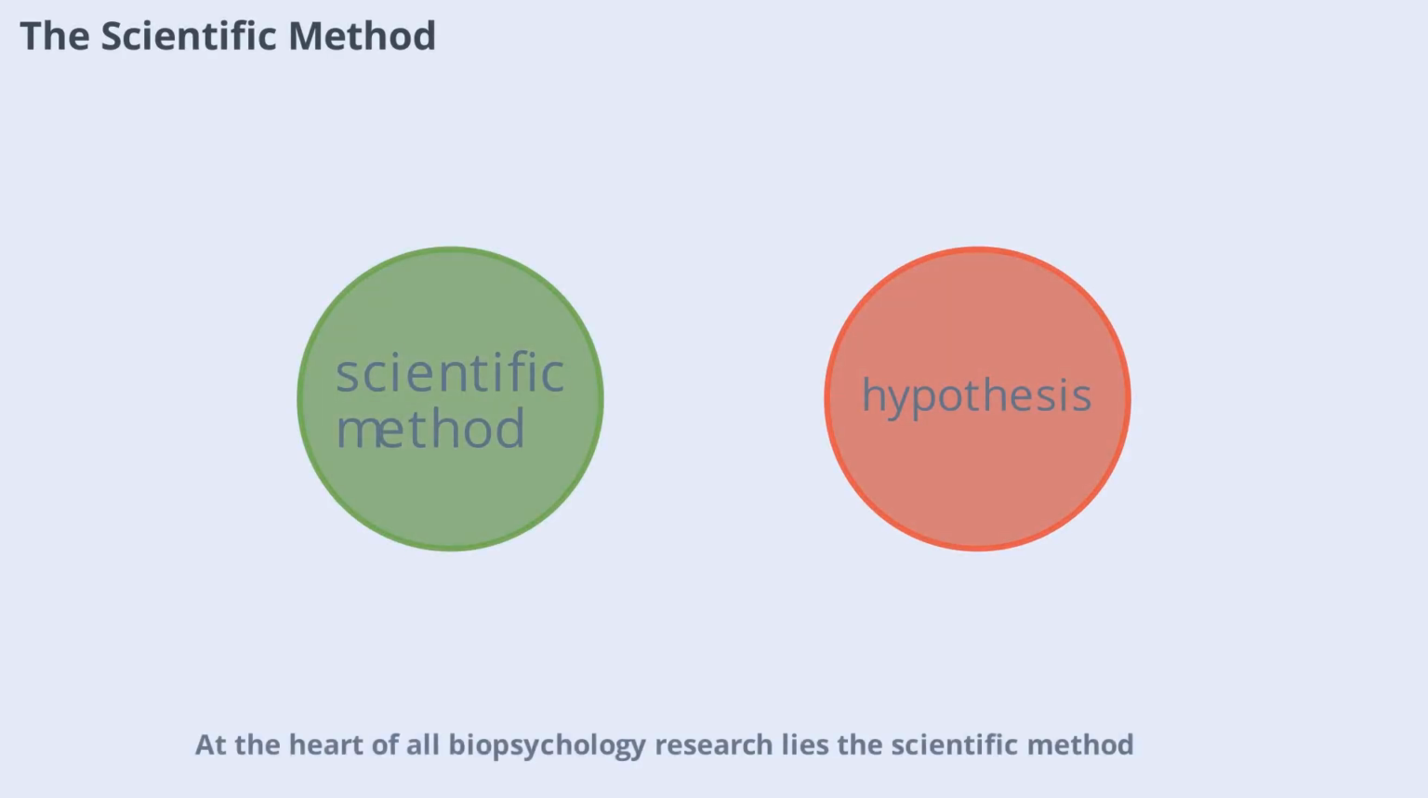At the heart of all biopsychology research lies the scientific method. This systematic approach allows researchers to form hypotheses, design experiments, collect data, and draw conclusions. By following these steps, scientists ensure their findings are reliable and can be replicated by others.